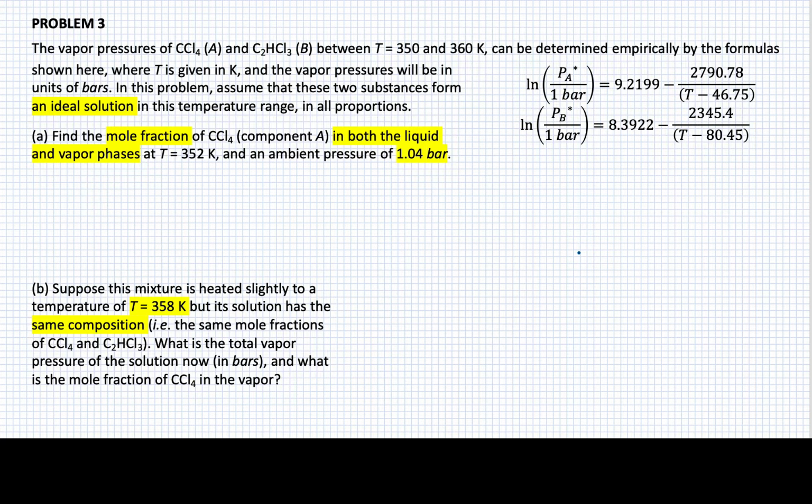This is an interesting problem because we're now moving in the direction of temperature composition diagrams.